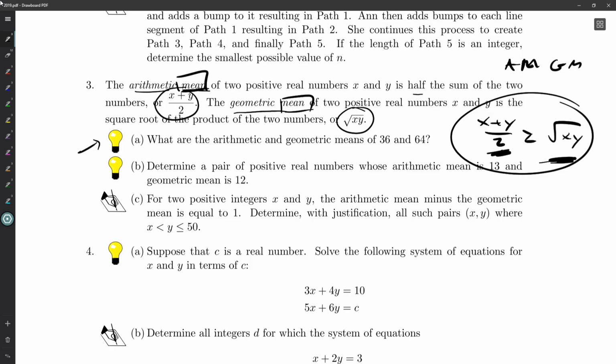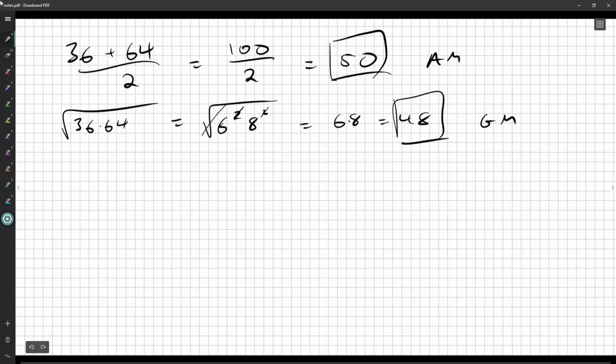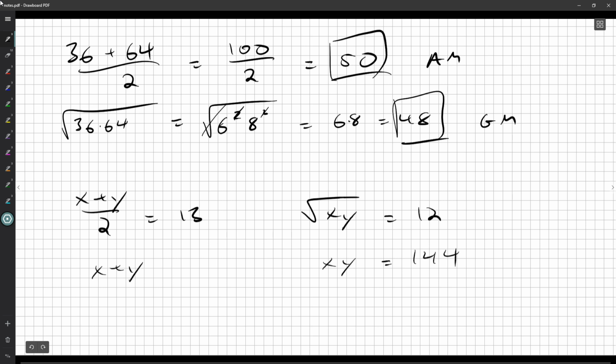B part. Determine a pair of positive real numbers whose arithmetic mean is 13 and geometric mean is 12. Okay. So x plus y over 2 needs to be 13. Square root of xy needs to be 12. Let's square that. So xy needs to be 144. Let's say x plus y needs to be 26, and let's rearrange. Let's say y is 26 minus x, and then we can plug it in here.